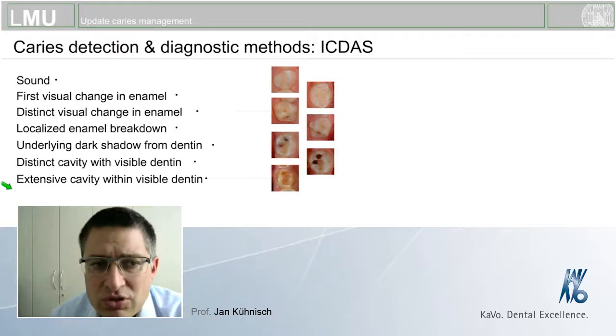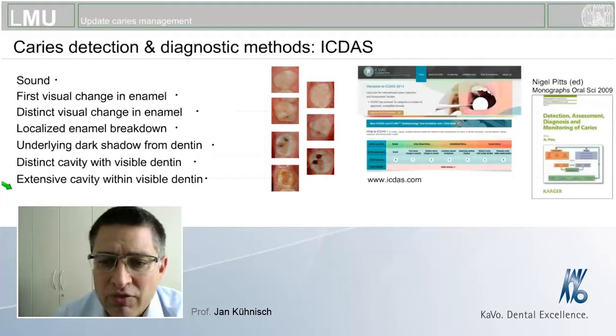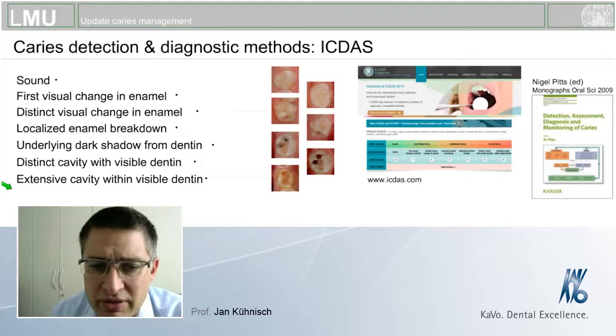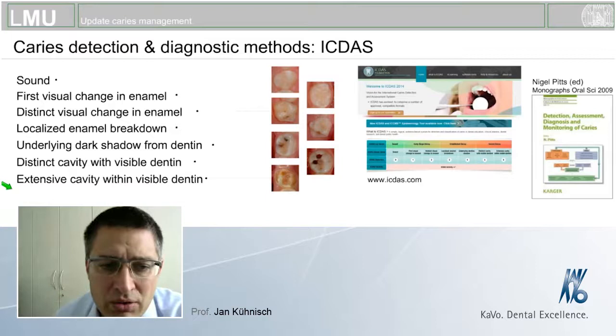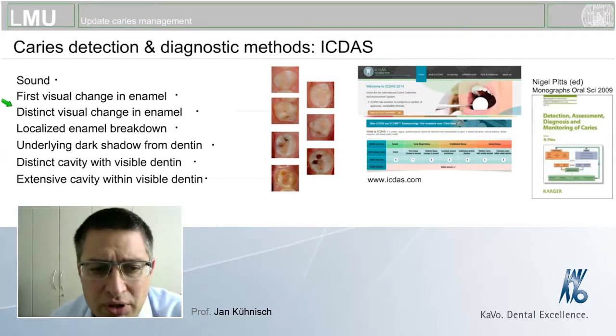And I don't want to talk so very much about the criteria which can be used in clinical practice, which were established over the last decade. It is the ICDAS method, ICDAS standing for International Caries Detection and Assessment System. The major advantage is that non-cavitated caries lesions were included, and these are first visual changes in enamel, distinct visual change in enamel, and localized enamel breakdowns.